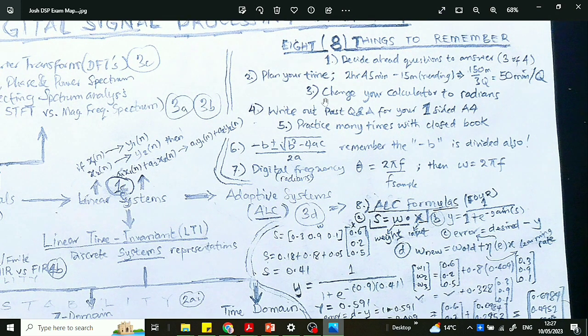Now this is critical. Change your calculator to radians now. Literally, if you can do it right now, pause the video and do it right now.